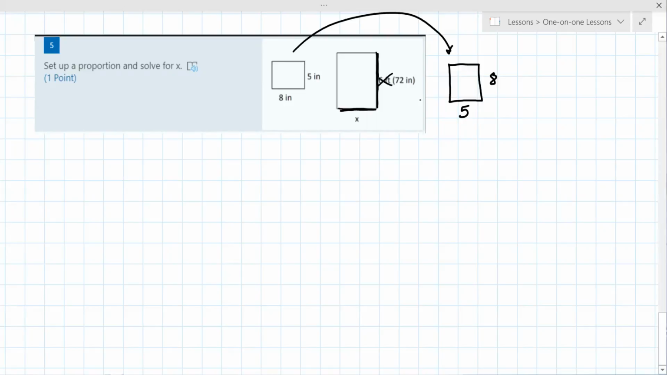This 6 feet is not relevant. You want to go with inches because that's in inches, that's in inches. I was waiting for a problem to show up where it had mixed units.